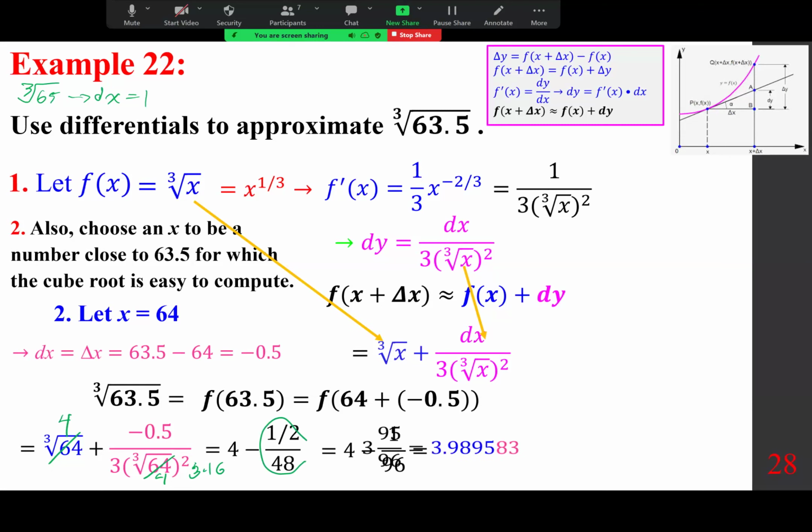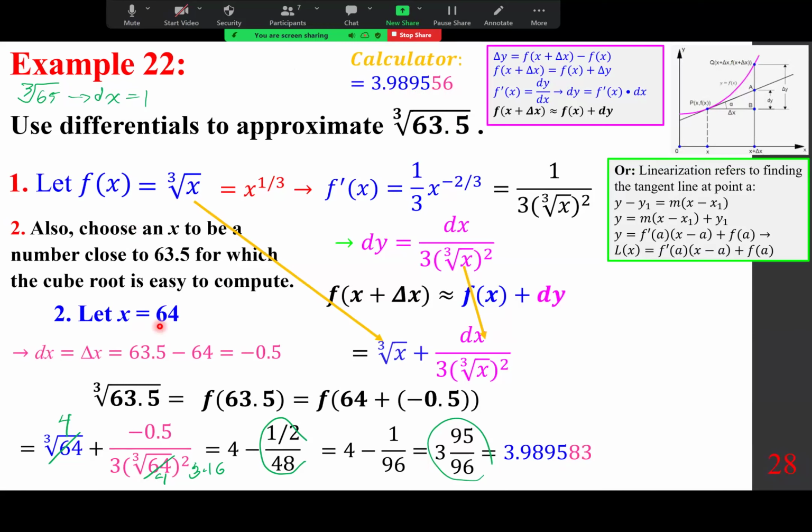And the answer is 3 and 95/96. With this process, of course, it's an approximation, but this is easy to calculate even without a calculator. If you put it into a calculator, you get this one, and the calculator value actually will give us something close to that. This is what we've approximated. And notice if we stop here, we have to round it. So they are pretty close because dx, or delta x, is fairly small compared to the choice of x.